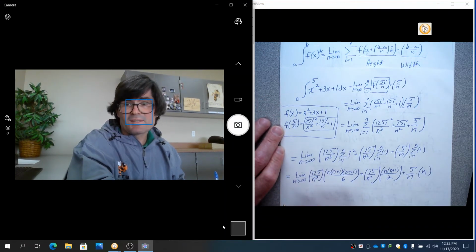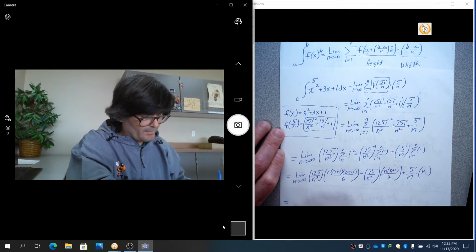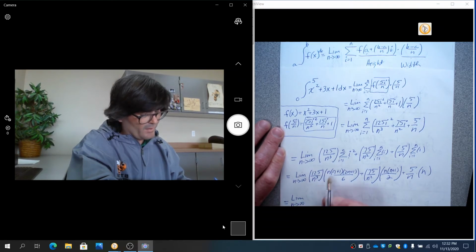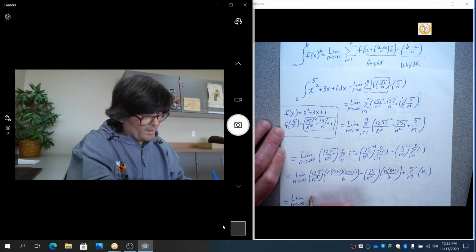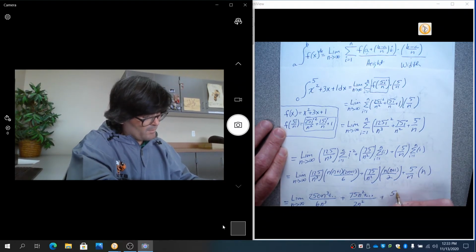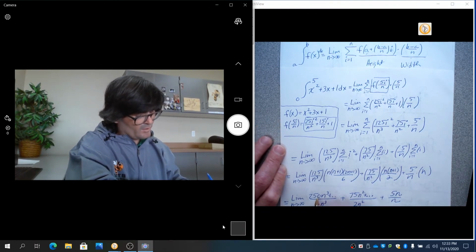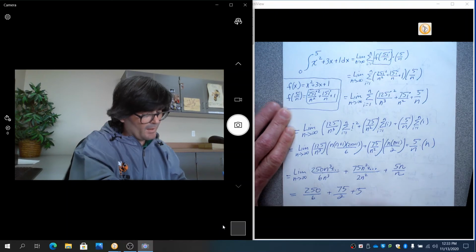In the interest of keeping this simple, I'm going to recognize that when n goes to infinity, the only thing that matters is the highest degree term on the top and bottom. So I'm going to take this first term, n times 2n times n, which is going to be 2n cubed plus stuff, times 125. So this is going to be 250n cubed plus dot dot dot over 6n cubed. This is n squared times 75, 75n squared plus stuff over 2n squared, and then 5n over n. And now as n goes to infinity, we get 250 over 6 plus 75 over 2 plus 5.